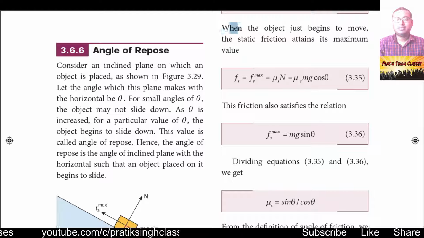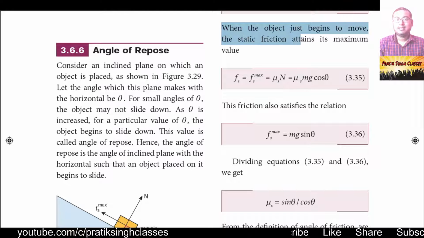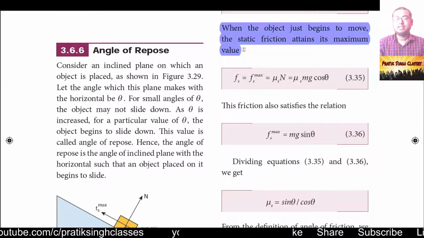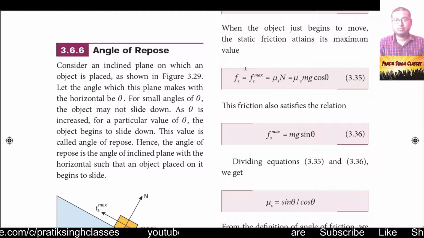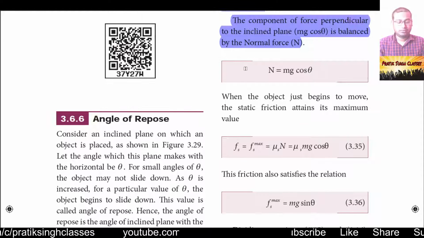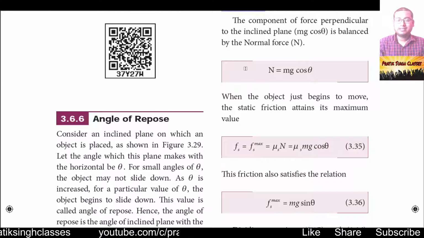When the object just begins to move, the static friction attains its maximum value. That means just before the object was about to move, the value of the static friction is maximum.